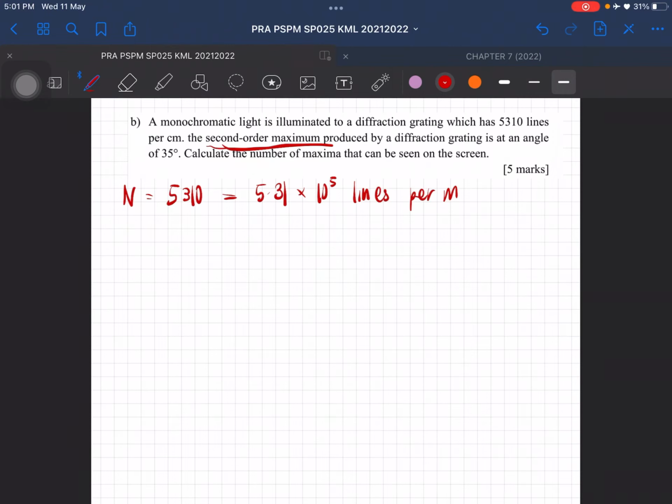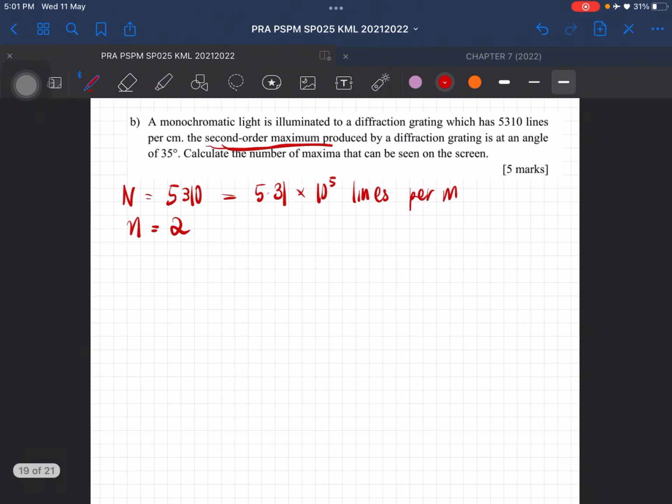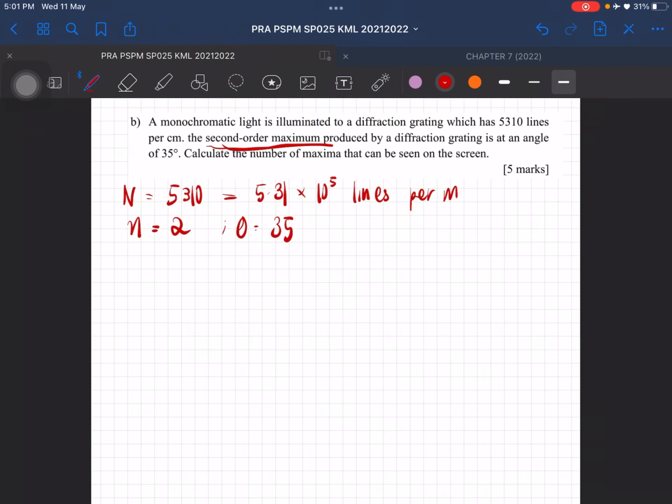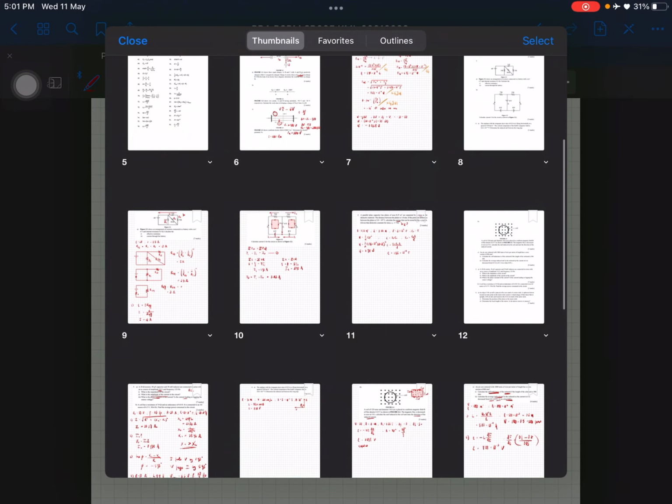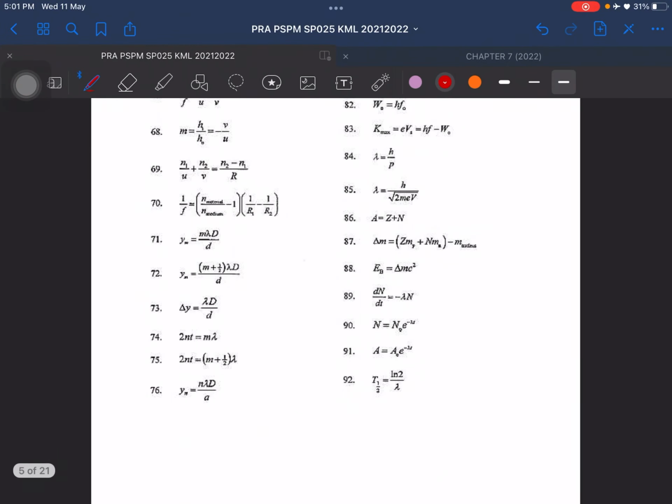So what is that? It is telling us the value of n. Small letter n is equal to 2. So the second order maximum produced by a diffraction grating is at an angle of 35 degree. So the angle is 35 degree. So we have to calculate the number of maxima that can be seen on the screen. So this is also in your formula sheet.